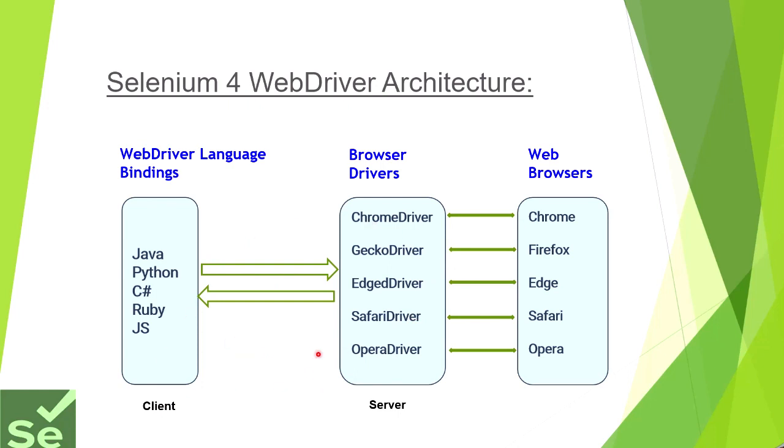So after we trigger the test script, the client will send the request to the browser driver directly. And the browser driver will send this request to the actual browser. The actual browser will perform the operation on the web element and will send the output back to the driver, and this browser driver will send the response back to the client. That's how the communication in Selenium 4 happens. So that's why there is no need for JSON, as it is interacting with the server directly.